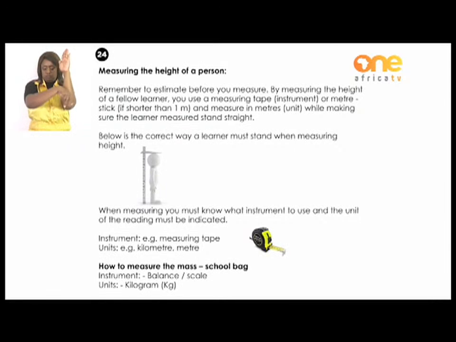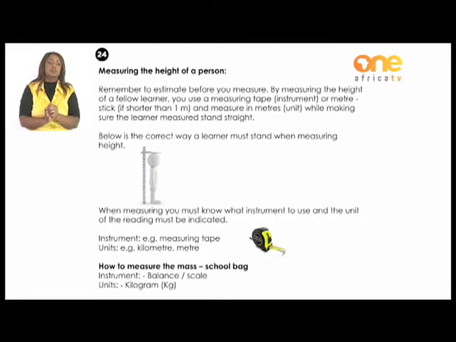Below is the correct way a learner must stand when measuring the height. There is a picture or the image which demonstrates how one should stand. Then we need also to look at the instrument. You need to indicate the instrument you are using to measure. There is measuring tape, and the image shows a measuring tape. Units, you must indicate the units. Units can be kilometers, meters, and so on and so on.